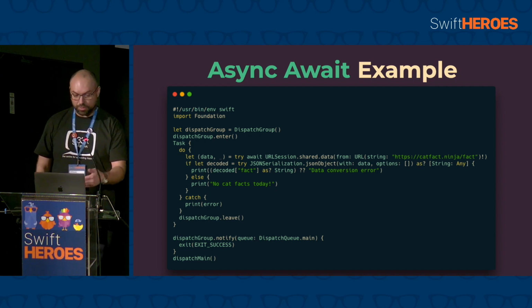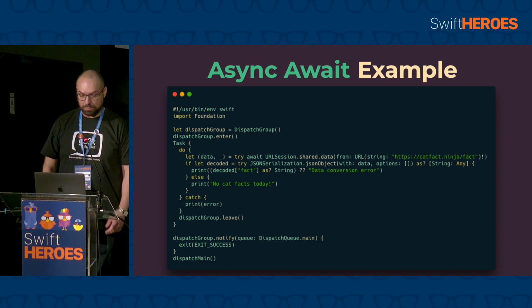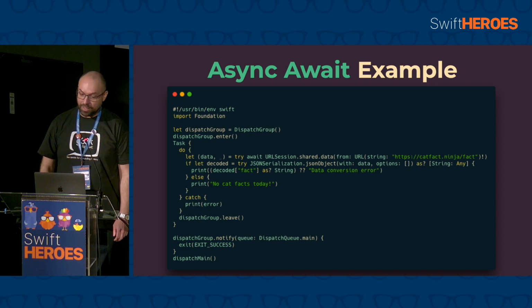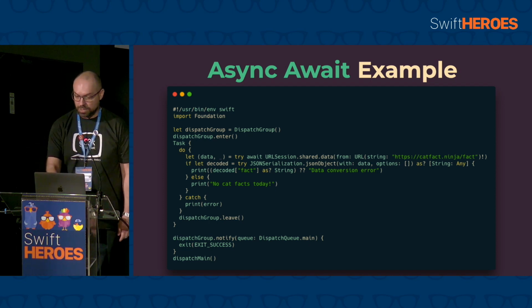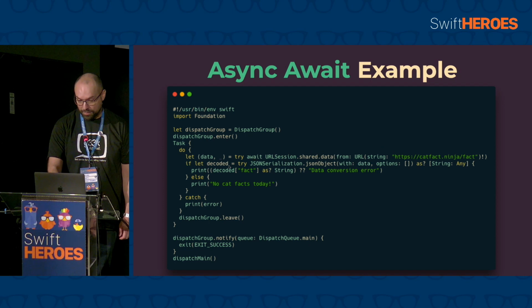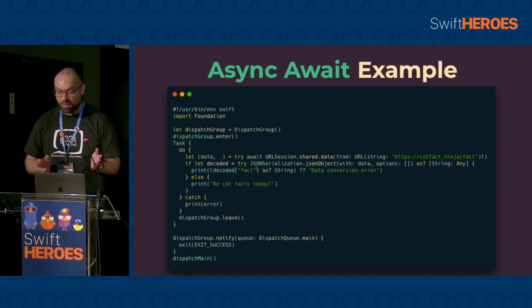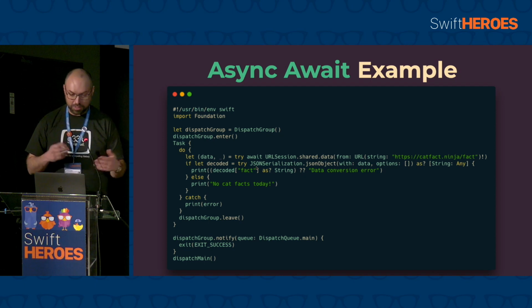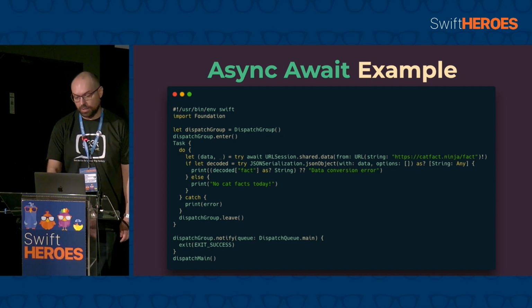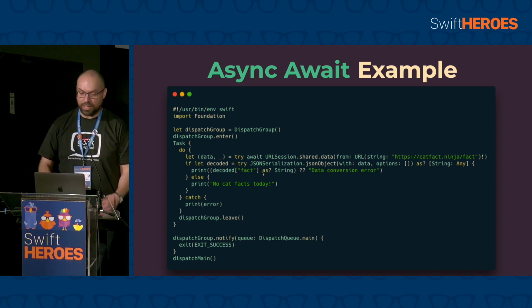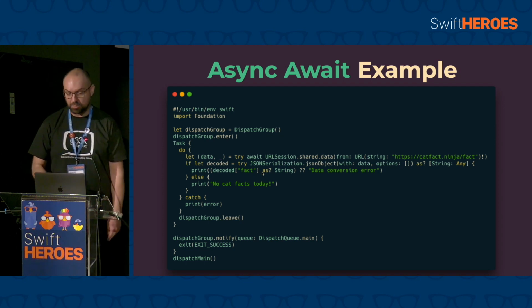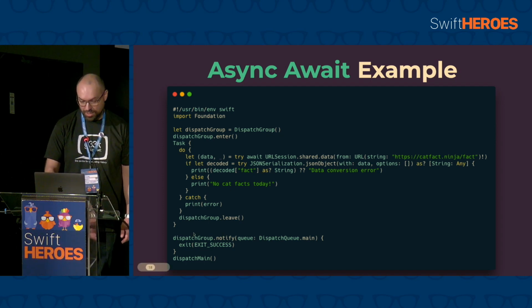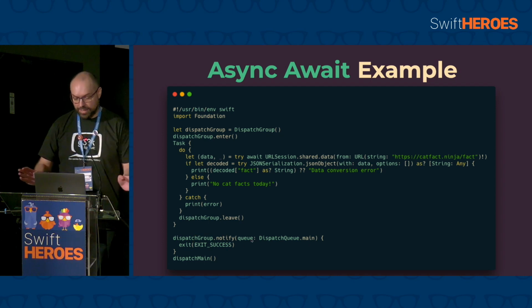So I'm importing the Foundation framework, then I'm creating a dispatch group, and then I am making an API request to this API to get a cat fact. I'm using await here. Then the other part is boring: just deserialize what I find and check if I have a fact. If I have a fact, I print it. If I don't, I print an error message. And then I exit with success.